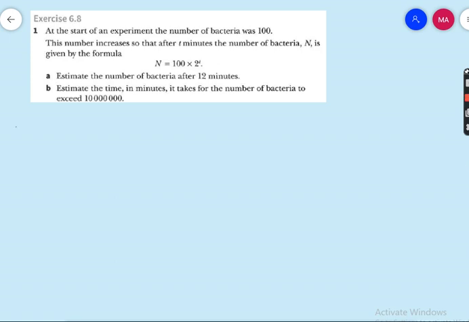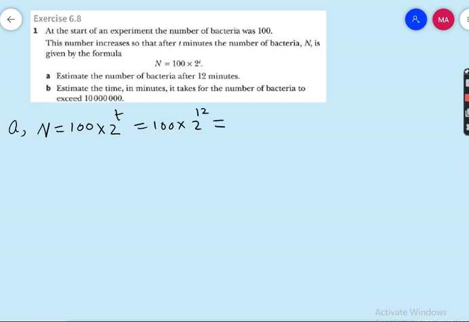Part A is estimate the number of bacteria after 12 minutes. So what is our equation? N is equal to 100 multiplied by 2 power t. Here t is 12 minutes, so we have to put 12 over here.